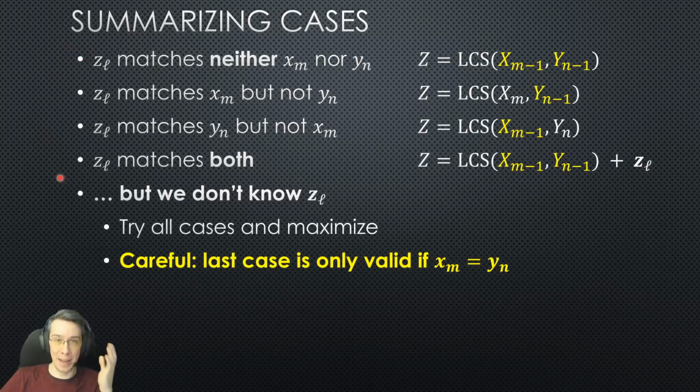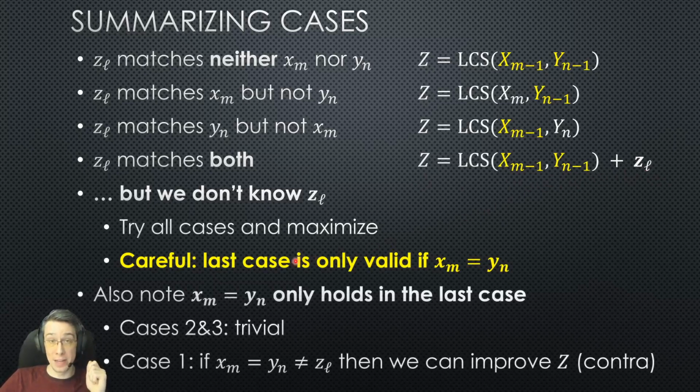Well, intuitively, in the past when we've had this problem, we've tried all of the cases and maximized over all of the cases, right? So we're going to do something like that here, but you have to be a little bit careful because this last case is only valid if x_m and y_n match, right? Because we matched those 2 letters and we said, okay, now we're going to add that letter to the LCS. So this last case, we need x_m to be equal to y_n. Now, additionally note, and this is a little bit tricky, so bear with me, x_m is equal to y_n only in this last case.